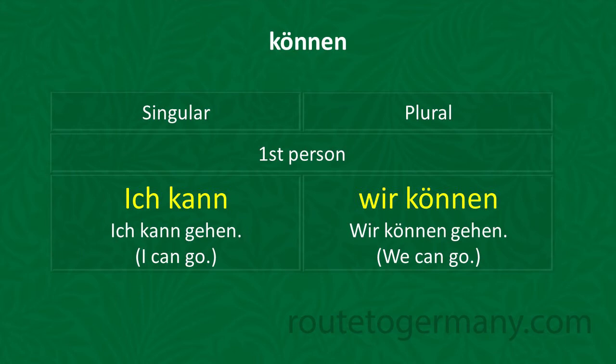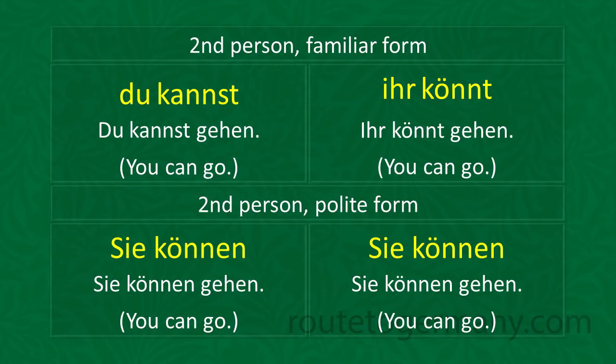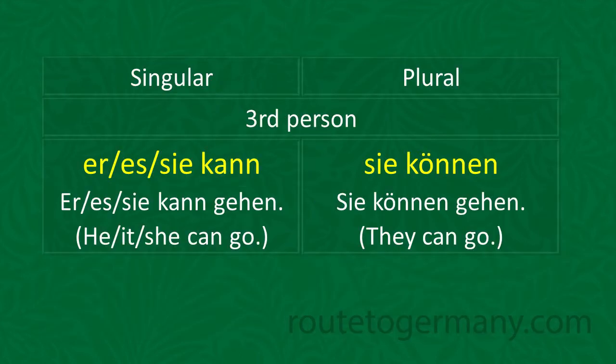Conjugation of können is: Ich kann, wir können. Du kannst, ihr könnt. Sie können. Er, es, sie kann. Sie können.